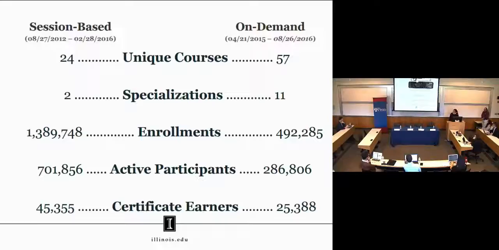Free certificates were available in all session-based courses, with a paid verified certificate option added in early 2014, but most on-demand classes now use the premium grading option, in which only participants who have paid for the certificate are able to see the graded assessment materials that are required for course completion.